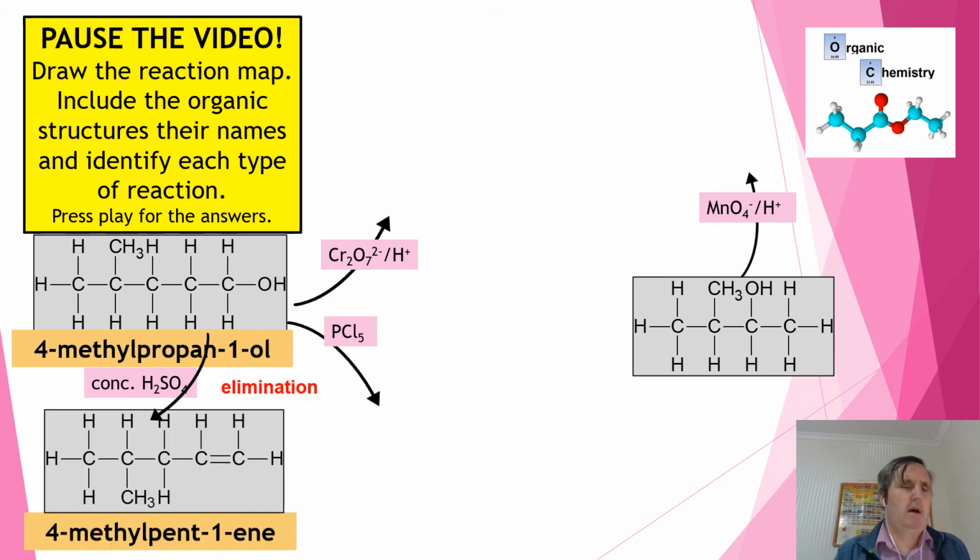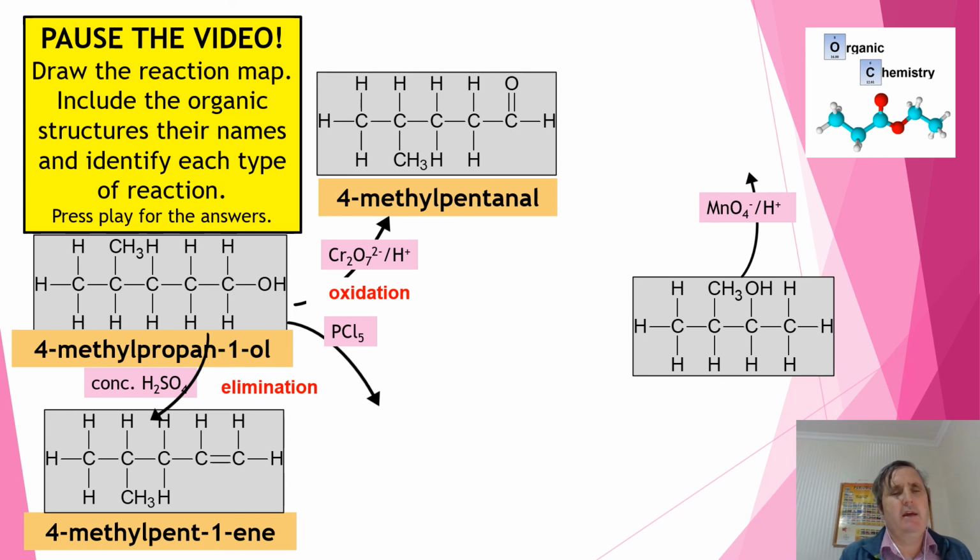So the bottom one is an elimination reaction. It only has one place to go, so we don't have to use Zaitsev's rule. This one here is an oxidation reaction. We see that it goes to an aldehyde. You might know that if we continue to react it, it will go to a carboxylic acid, but let's just focus on the first product that it goes to.